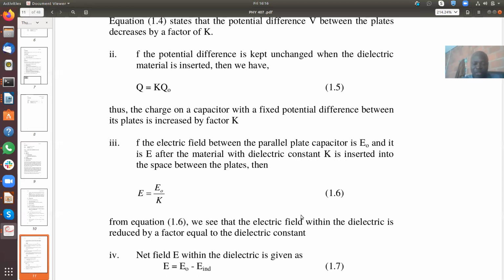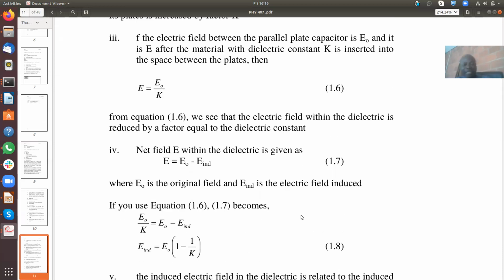From equation 1.6, we see that the electric field within the dielectric is reduced by a factor equal to the dielectric constant. With this, we can now write what we call the net electric field. The net electric field within the dielectric is given by E is equal to E naught minus E ind. E ind means the induced electric field. E naught is the electric field in the absence of the dielectric, but by the time you introduce the dielectric, you have an induced field, so you have a different electric field. Where E naught is the original field and E ind is the electric field induced.